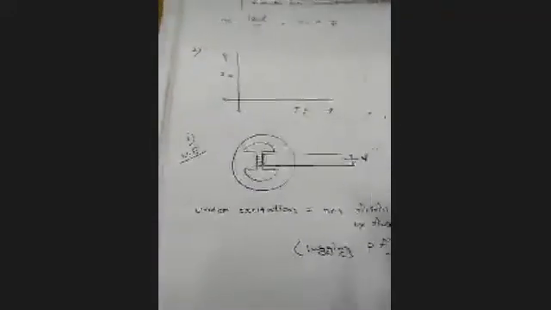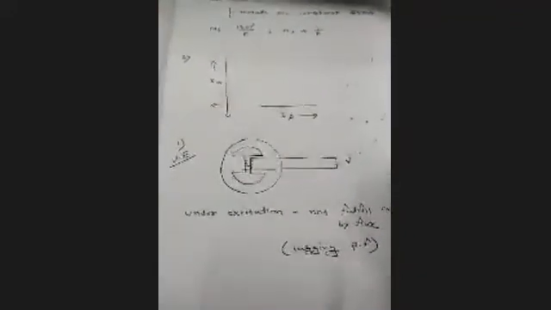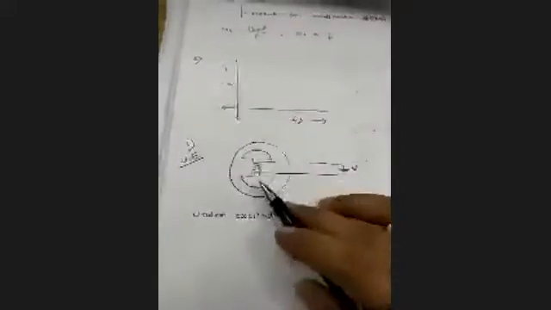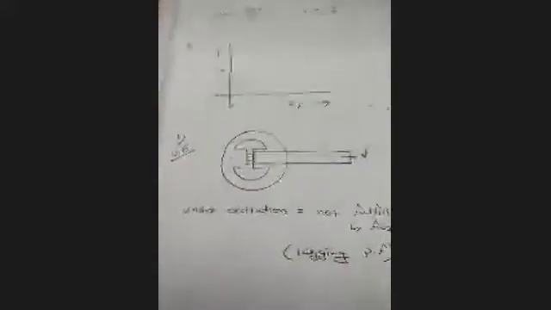When we come to the synchronous machine, we all know that the field is on the rotor side. When we supply DC to the field, the field is excited, and there are three conditions. The first condition is under excitation, the second condition is unity power factor, and the third condition is over excitation.